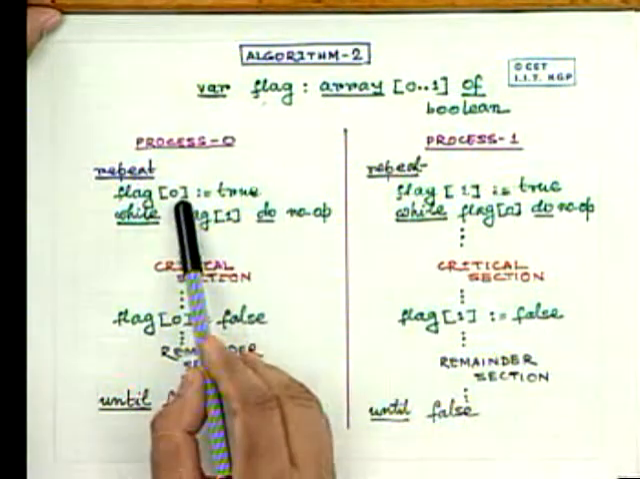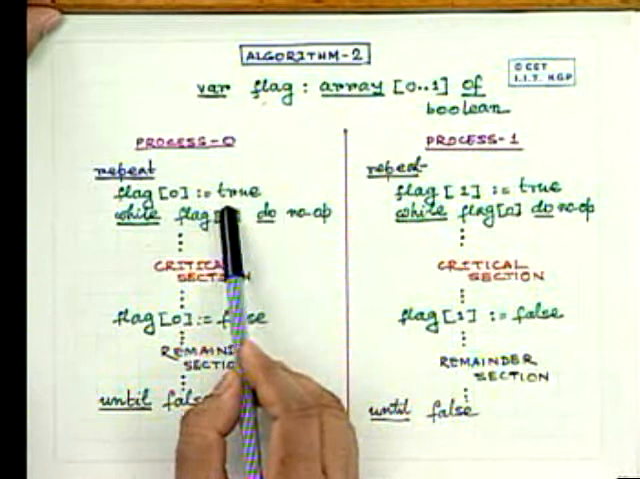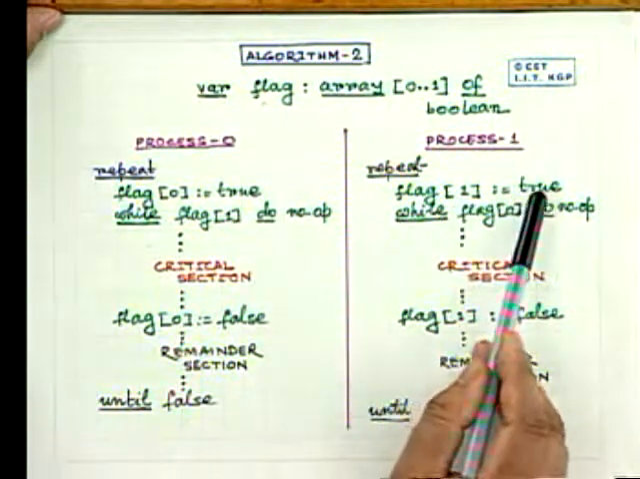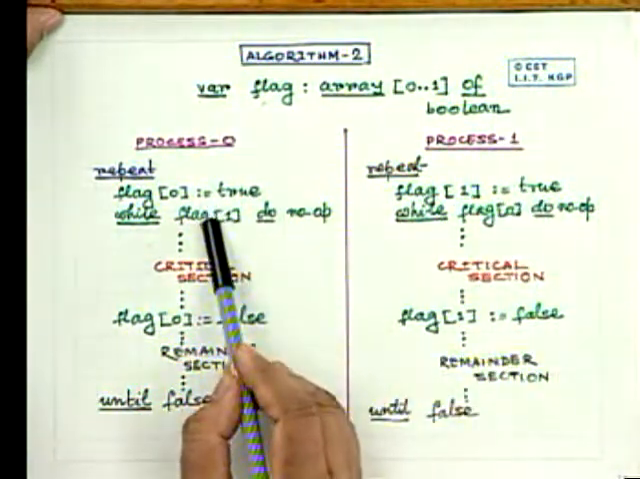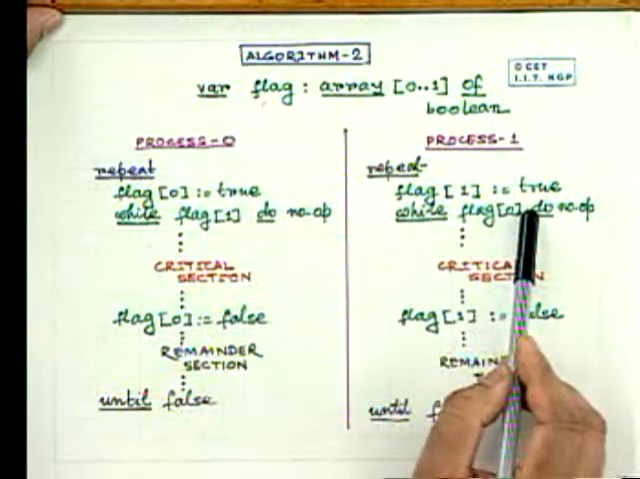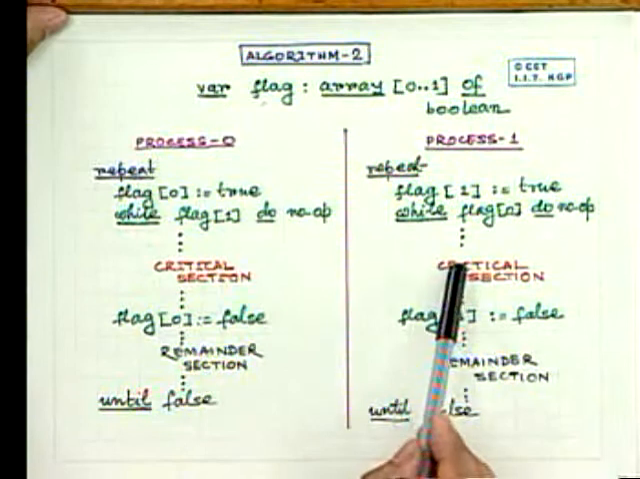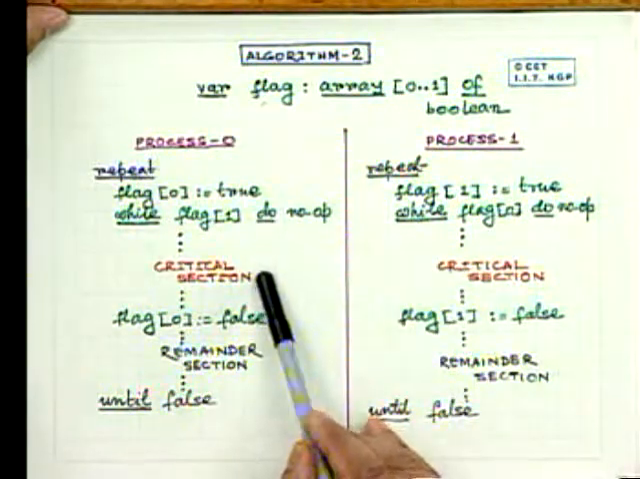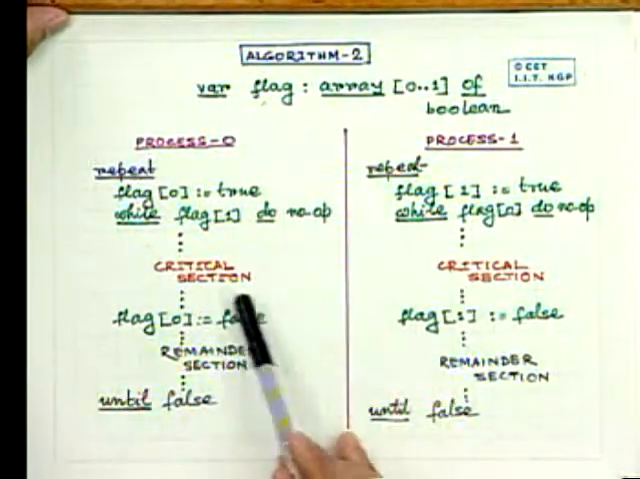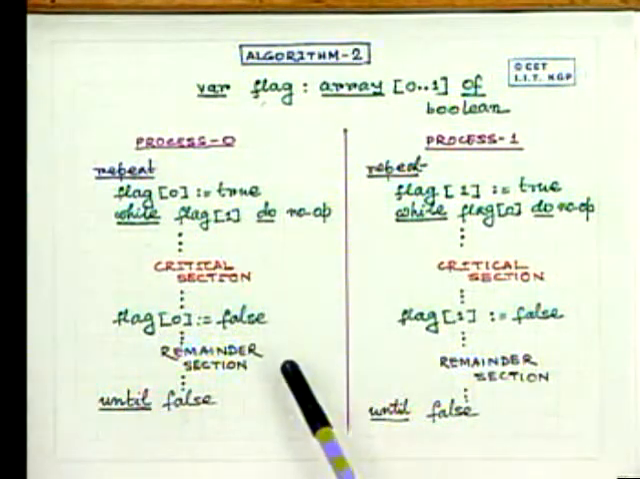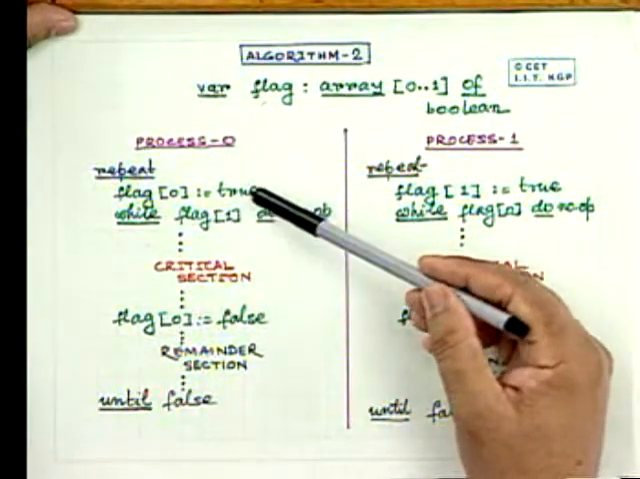That means either flag 0 is equal to true or flag 1 is equal to true. That means either flag 0 equal to false or flag 1 equal to false. That way, that critical section, that mutual exclusion may be achieved. Okay. But let us see the situation.